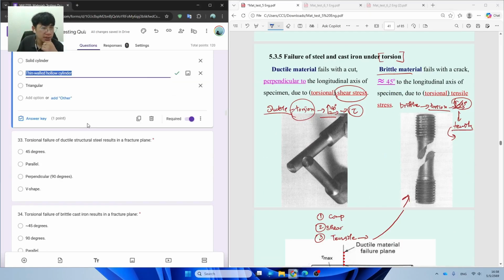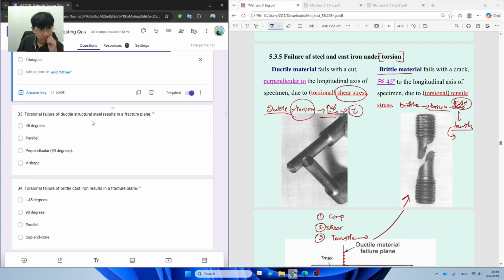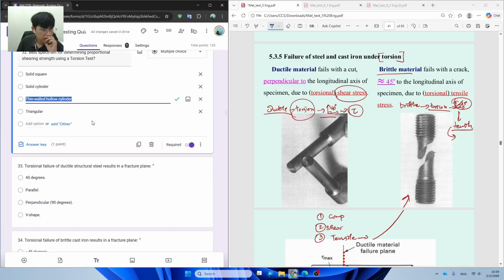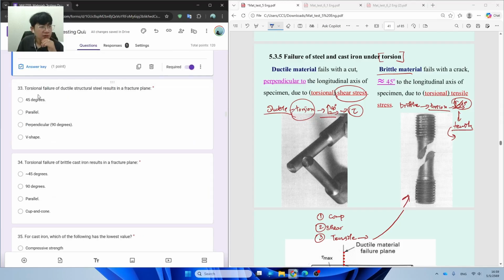Okay, so just pick the thin wall hollow cylinders. And for question 33, the torsional failures of the ductile steel result in a fracture plane of which one?